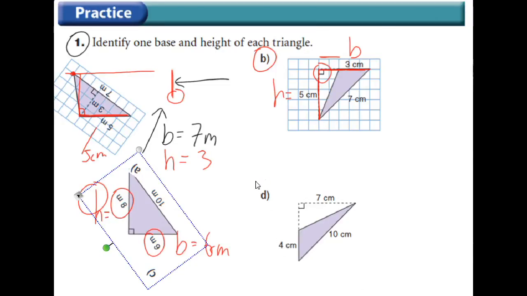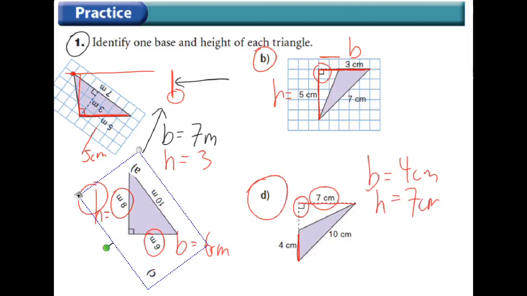Over here for D, looks like our 90-degree angle is there, so 7 is going to be our height, and then our base is going to be 4. Base is 4 centimeters, and height equals 7 centimeters. Okay, so that's number 1. Let's look at number 2.